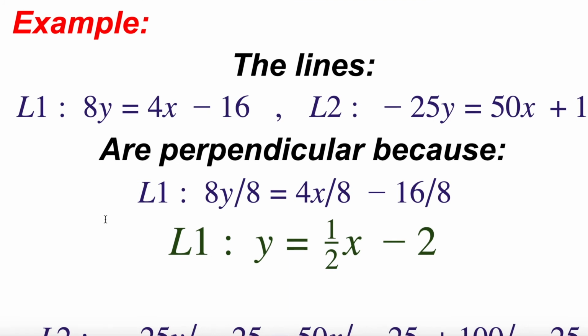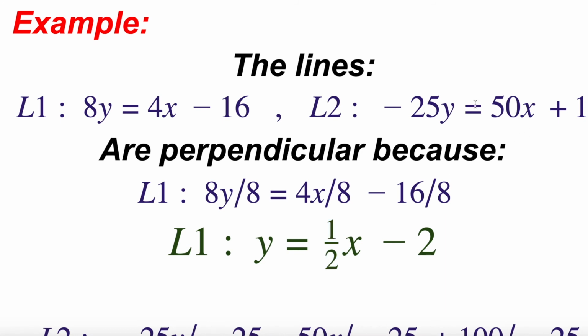The next one, 8y equals 4x minus 16, negative 25y equals 50x plus 100. Are they perpendicular or not? I need to change or develop the equations. Equation number 1, I need to divide everything by 8. And equation number 2, I need to divide everything by negative 25. So for the first one, if I divide everything by 8, it will be y equals half x minus 2. So the first slope is half.